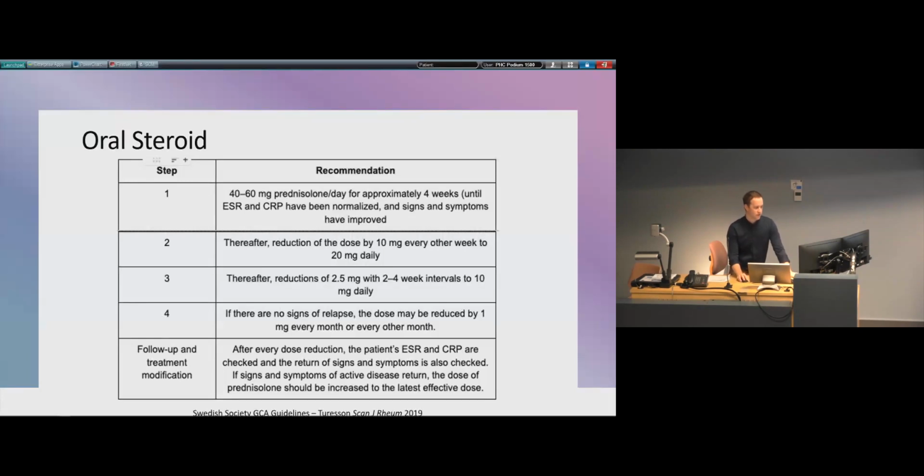This is a conventional steroid taper. There's definitely been a movement across rheumatology. We're trying to decrease the cumulative steroid for these patients. This is a fairly conventional taper, starting about 40 to 60 milligrams for about a month, decreasing by 10 milligrams to 20, then by 2.5 to 10, and then by a milligram every month or so. That's common thinking.